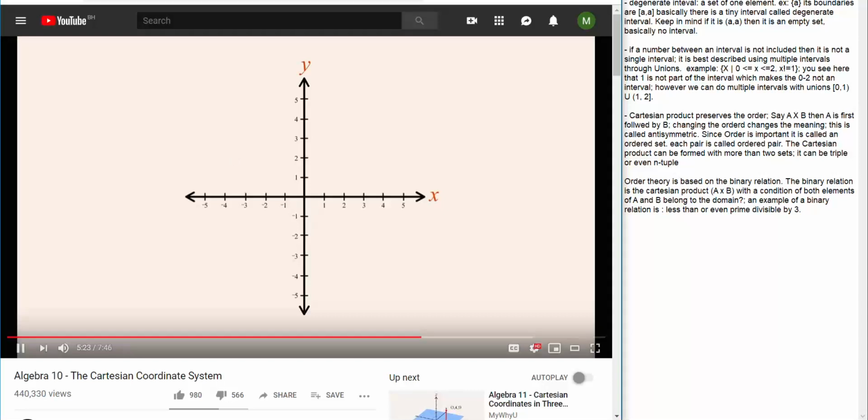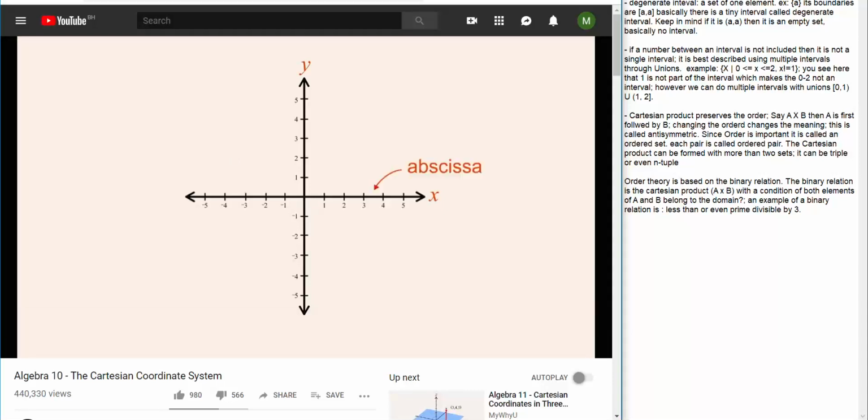Sometimes these two axes are referred to as the abscissa and the ordinate. The point where the axes meet represents the number 0 on each axis. This is called the origin of the coordinate system. The origin corresponds to the ordered pair 0, 0. The infinite plane containing the x and y axes is referred to as the Cartesian plane, or the xy plane.